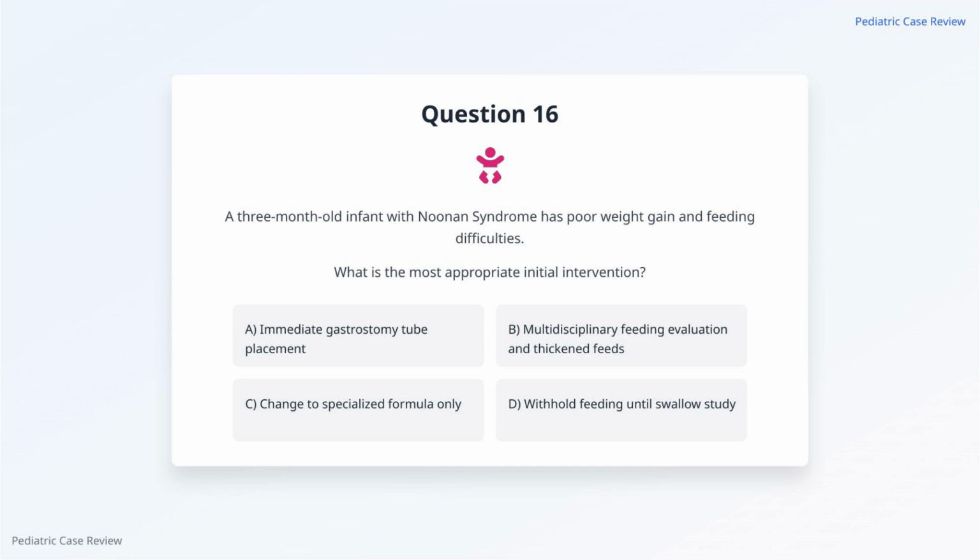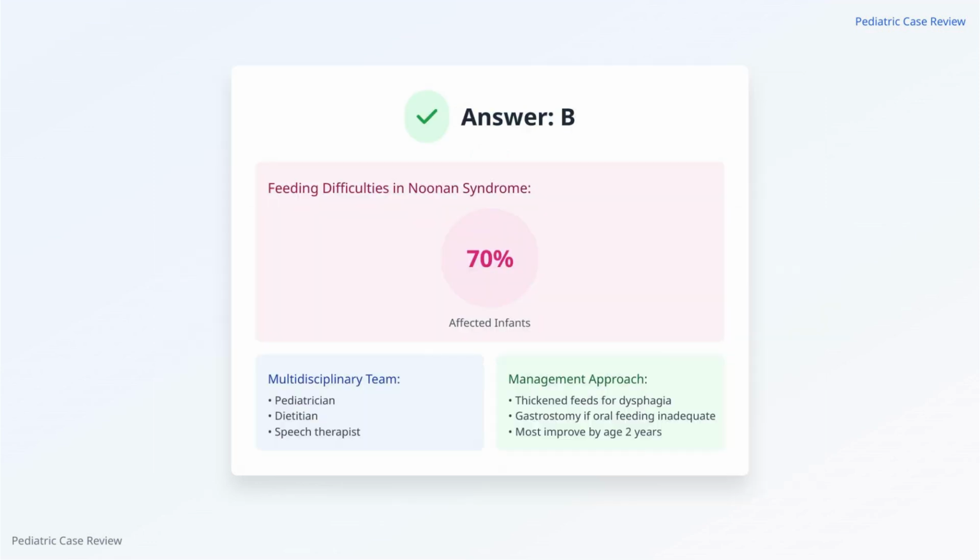Question 16. A 3-month-old infant with Noonan syndrome has poor weight gain and feeding difficulties. What is the most appropriate initial intervention? Option A, immediate gastrostomy tube placement. Option B, multidisciplinary feeding evaluation and thickened feeds. Option C, change to specialized formula only. Option D, withhold feeding until swallow study. The correct answer is B.